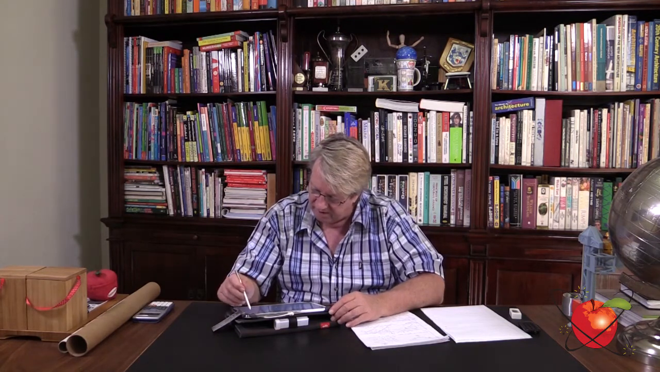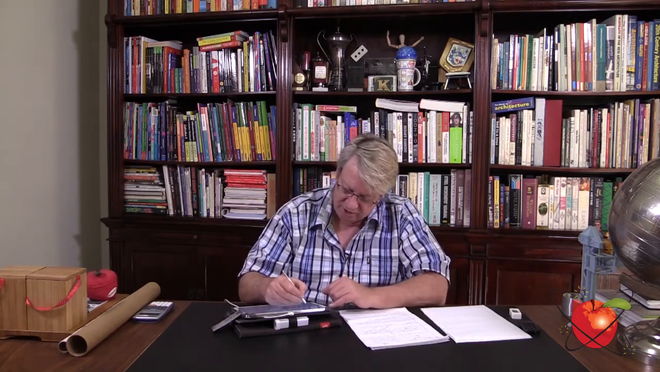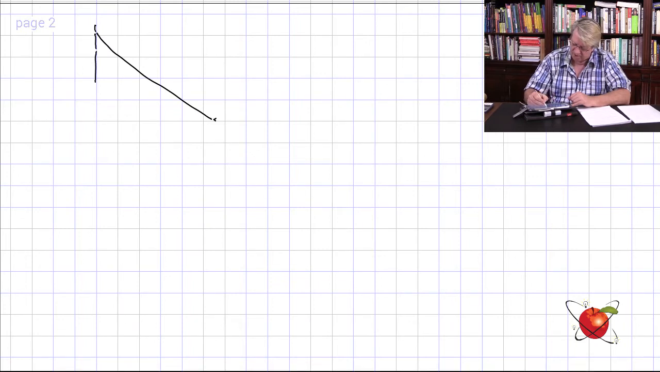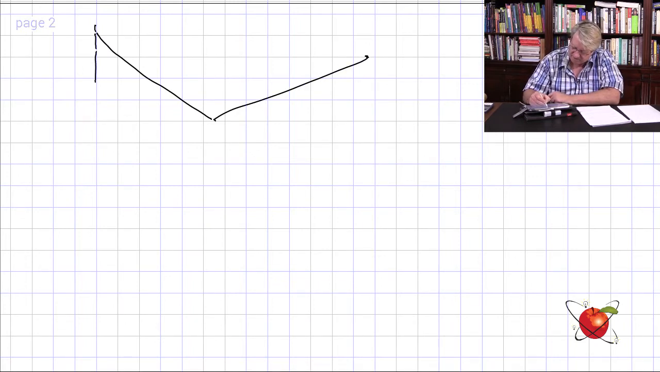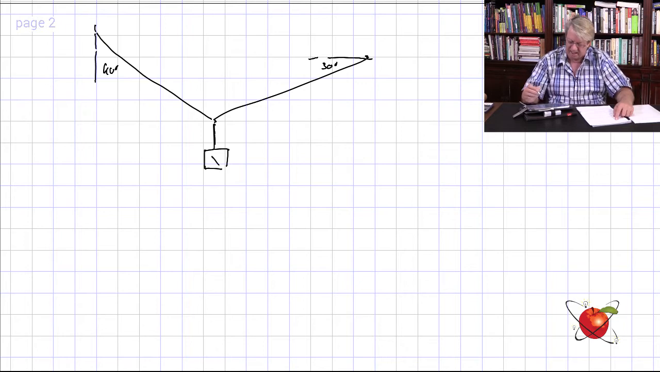Let's just draw it quickly. Let's go to page 2. So let's just draw it. Okay. There is our wall. Okay. And we've got a string going down here. Got a string going up there. And they've given us some angles of 30 degrees, and they've given us an angle of 40 degrees there. Right? And they've said some weight is a box, or something X is hanging down over there.